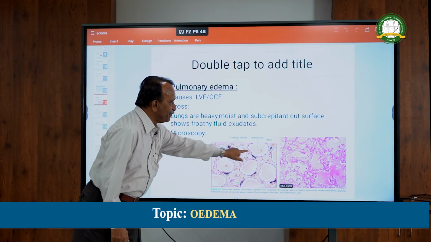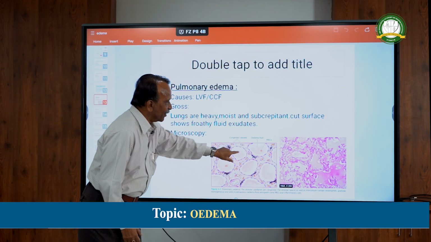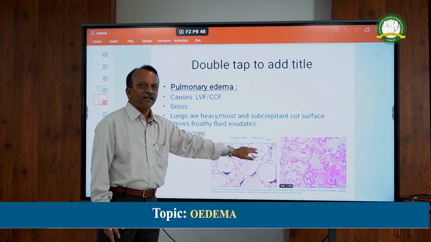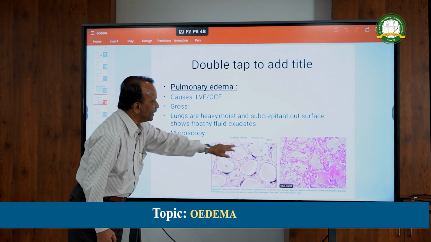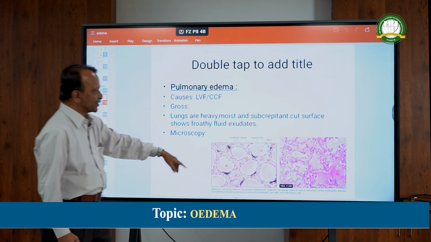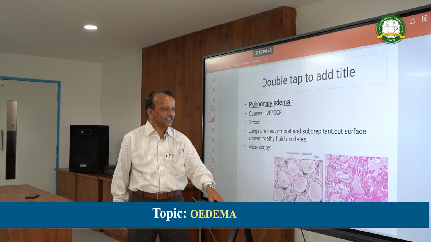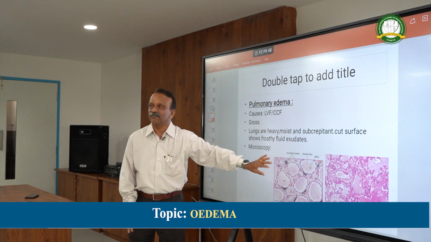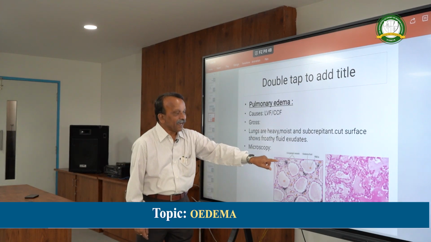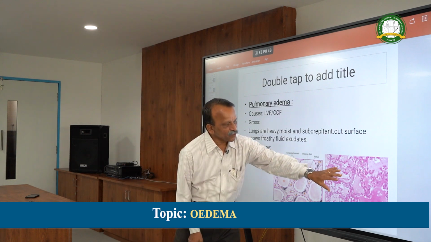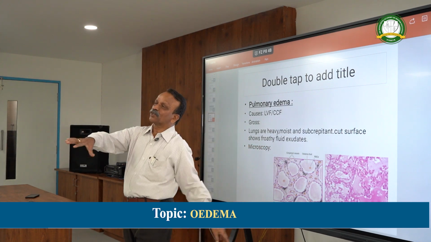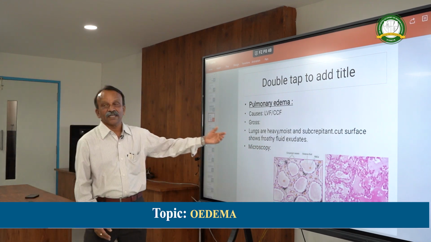Microscopically, we see these are the alveoli. Within the lumen of the alveoli, we are seeing the fluid, and between the alveoli, there are congested blood vessels, and some RBCs are also seen. This is a schematic diagram of this pulmonary edema, and that black color pigment is an anthracotic pigment, and this is what we have taken from the histopathological section of this lung tissue.